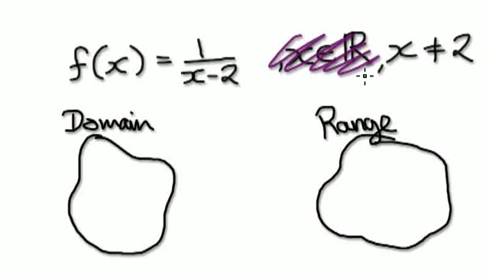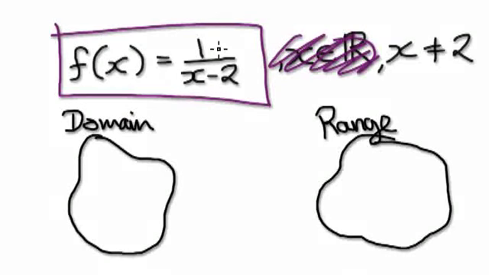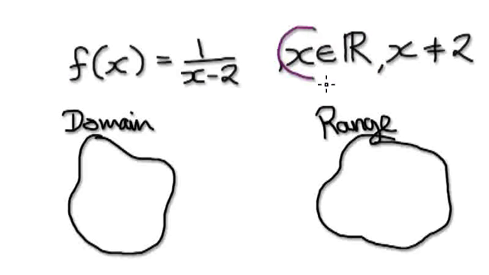Sometimes you're not given this. Sometimes you're just told that a function f of x equals 1 over x minus 2, and that's all that you're given. In which case you have to assume that you can choose any number on the real number line.